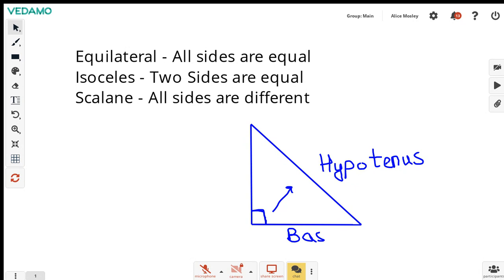And the height of the triangle is known as perpendicular. So this line here, the big line here, is known as hypotenuse. And these are the legs of the triangle. So this is the base and perpendicular.